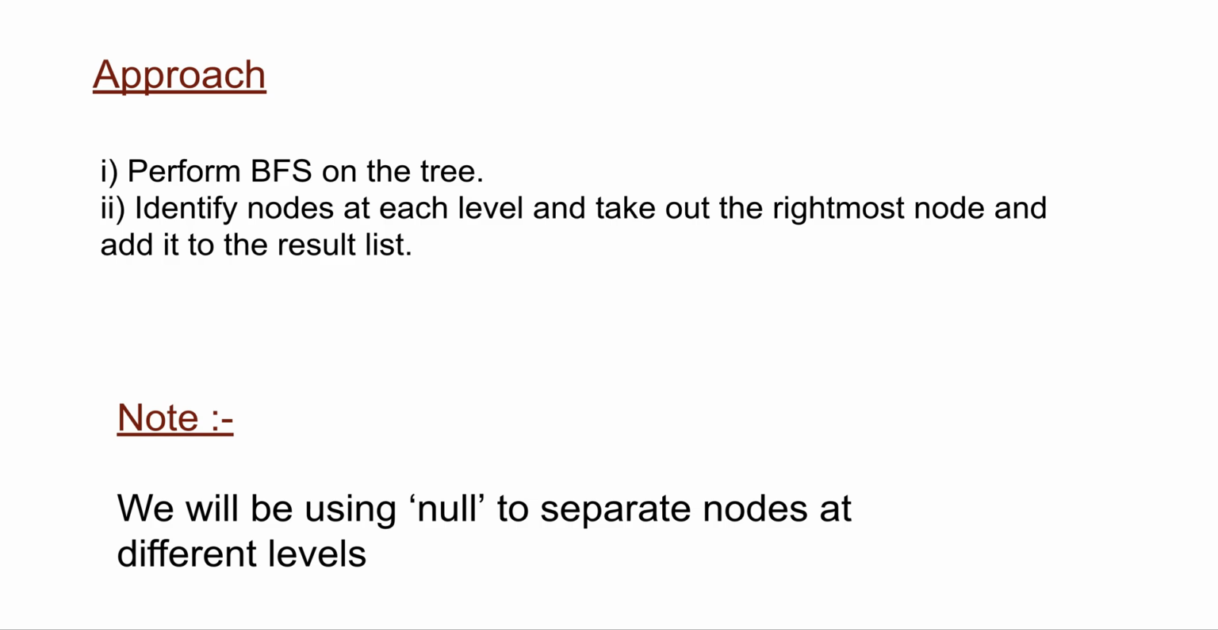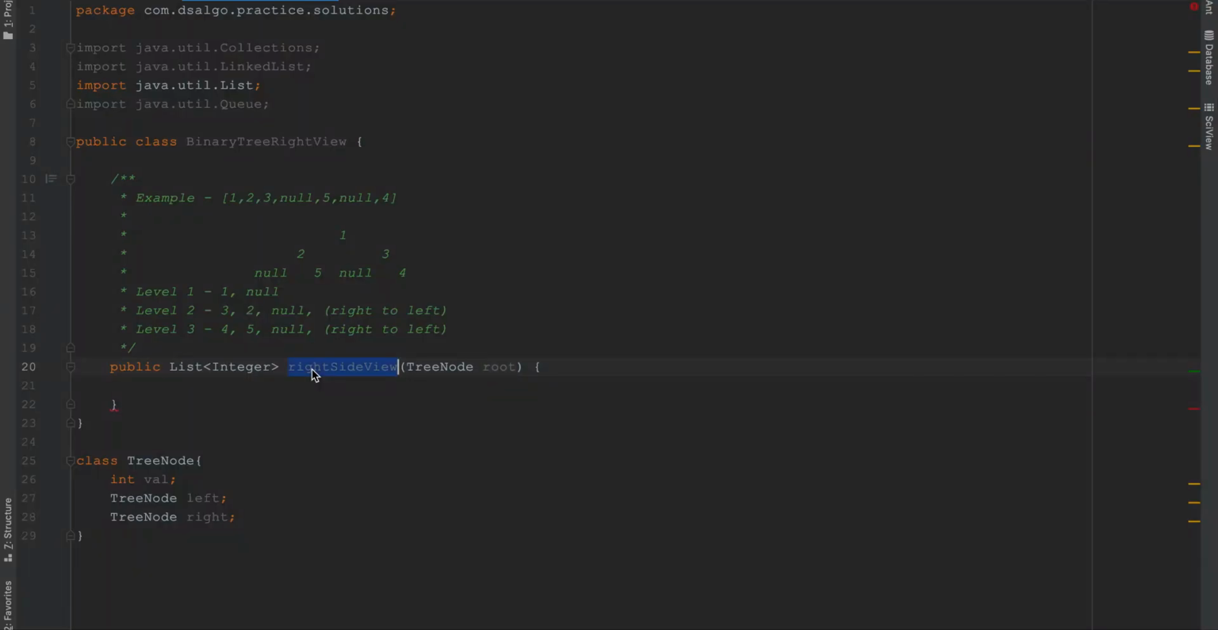Now let's jump onto the code, and while coding I'll explain each and every step in detail. The main job here is to implement this right side view method. It takes the root of the tree as an input argument and returns the right side view of the tree. Now let's consider this example. Our tree looks something like this: 1, and then its children are 2 and 3. For 2 the left child is null and the right child is 5. For 3 the left child is again null and the right child is 4.